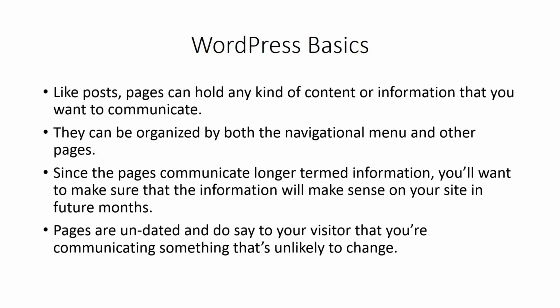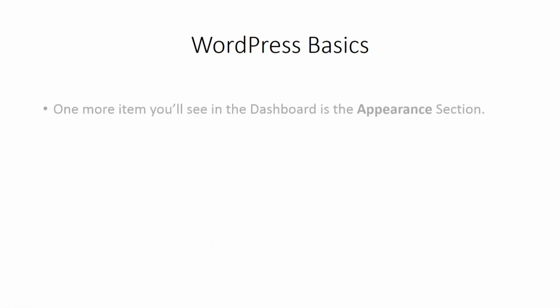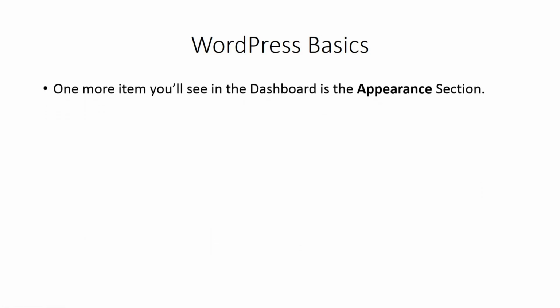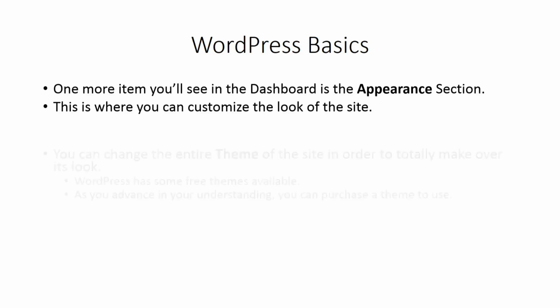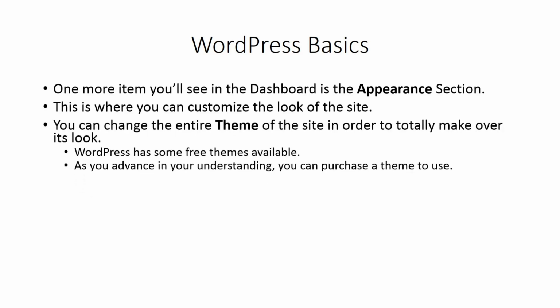One more item you'll see in the dashboard is the Appearance section. Now, this is where you can customize the look of the site. You can change the entire theme of the site in order to totally make it over and change its look. Now, WordPress does have some free themes available, and as you advance in your understanding of WordPress, you can purchase a theme to use.